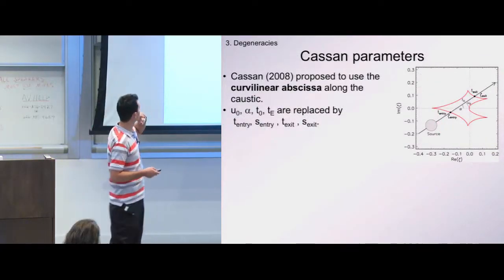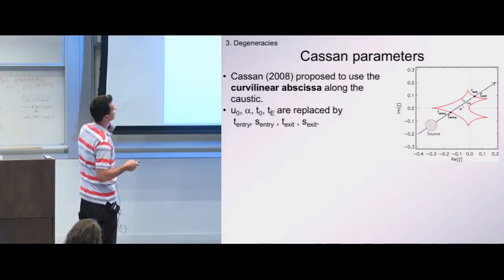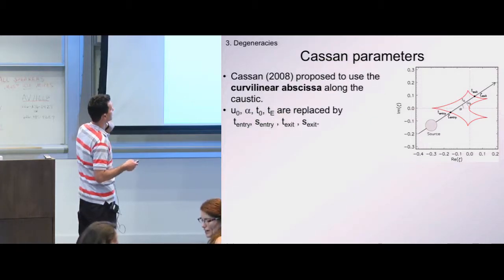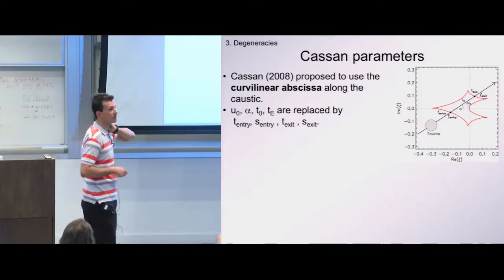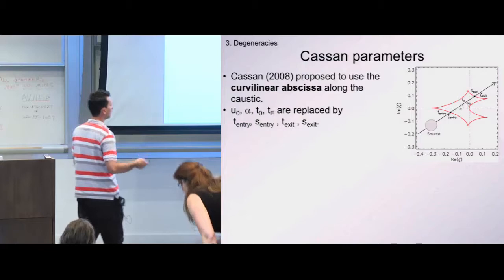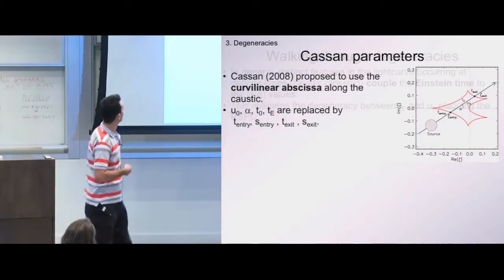I want to mention also this one by Cassan. Arnaud Cassan proposed to use the time of the caustic entry, the time of the caustic exit, and then the curvilinear abscissa along the caustic as two additional parameters. In this way, all the geometric parameters u0, alpha, t0, and tE are replaced by these four parameters, which are clearly established by the light curve. So this is a way to fight against degeneracies when you have very bad situations.